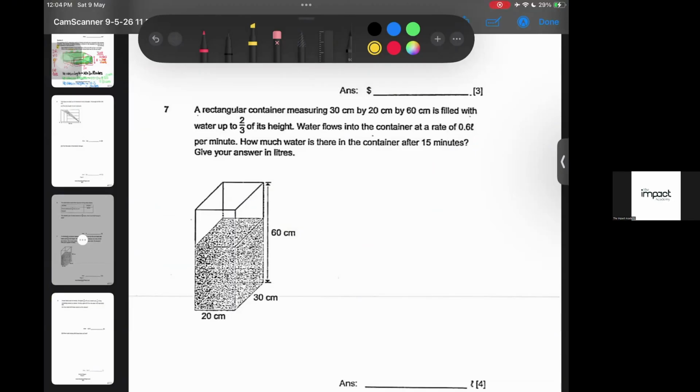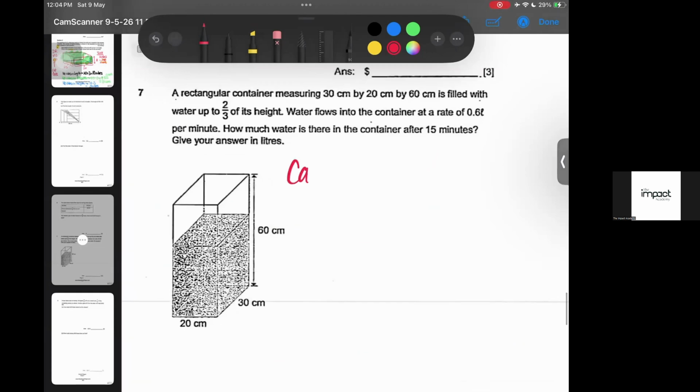A rectangular container measuring 30 by 20 by 60 is filled with water up to 2/3 of its height. So the first thing you want to do is to find your cap. Don't tell me no cap, okay? Because no cap, no cap. From here this becomes 36,000 centimeter cube.